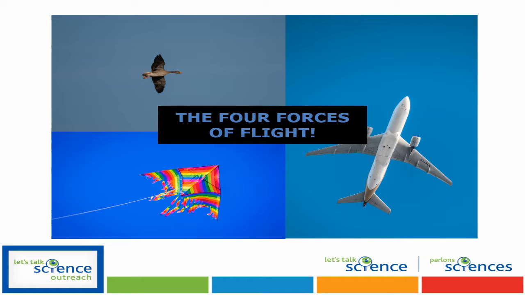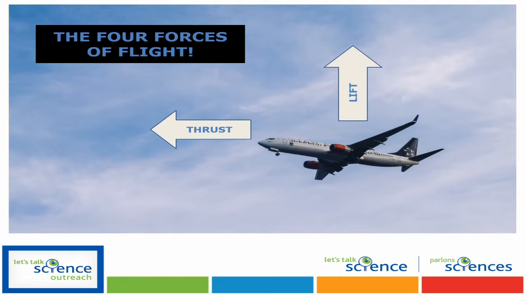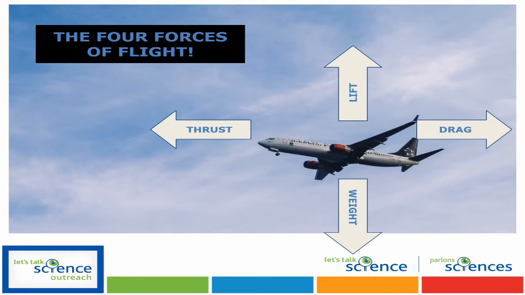In order to understand how any object flies, we first need to understand these four forces. The four forces are thrust, lift, drag, and weight. Thrust is the force that propels a flying machine forward, allowing it to move. Planes, for example, apply thrust using their engines. Birds create thrust by flapping their wings and pushing air behind them, which pulls the bird forward.